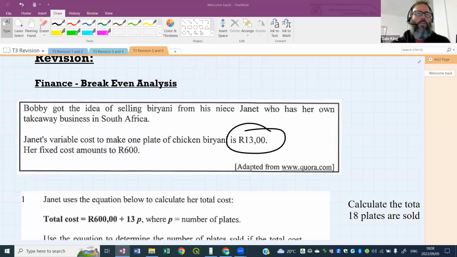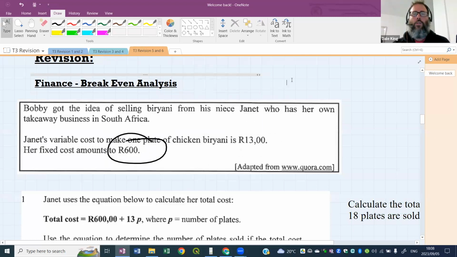What about variable? I've even got the 13 circled here. So variable is 13 and the 600 is fixed. The rent would go into the 600, but variable would be things like buying materials to make the biryani: rice and spices, containers to put the biryani in. Anything that depends on how much biryani is made will vary. Also electricity. Electricity would also go into variable because you're only really using electricity when you're cooking, except for when you have the lights on and things like that. But some of the electricity costs would be variable depending on how much biryani you make.